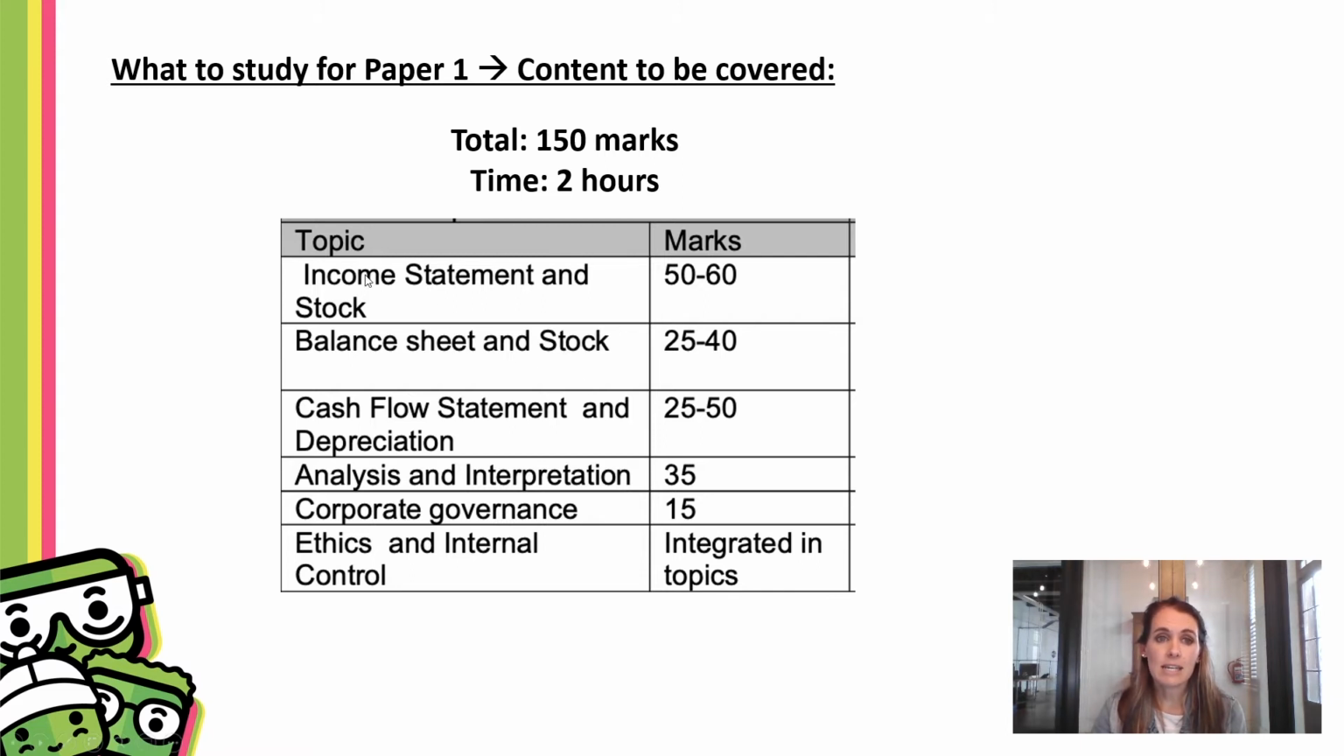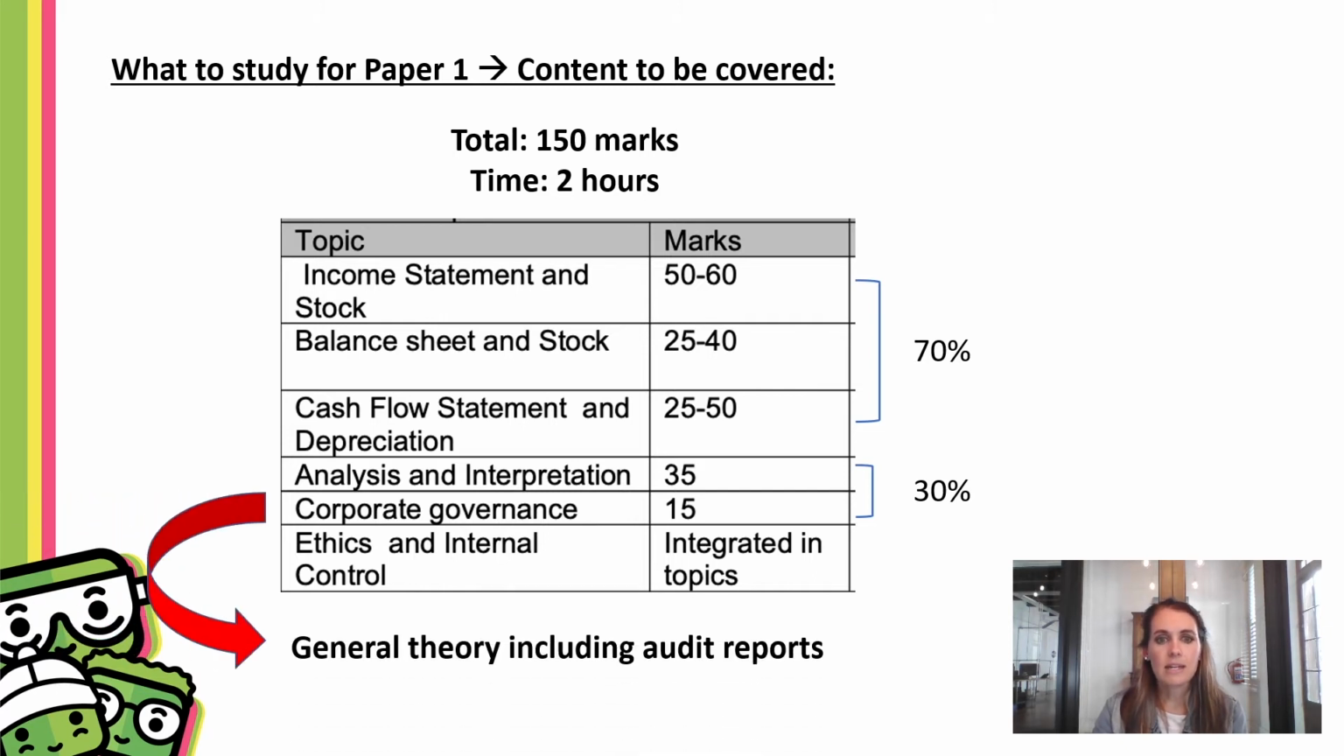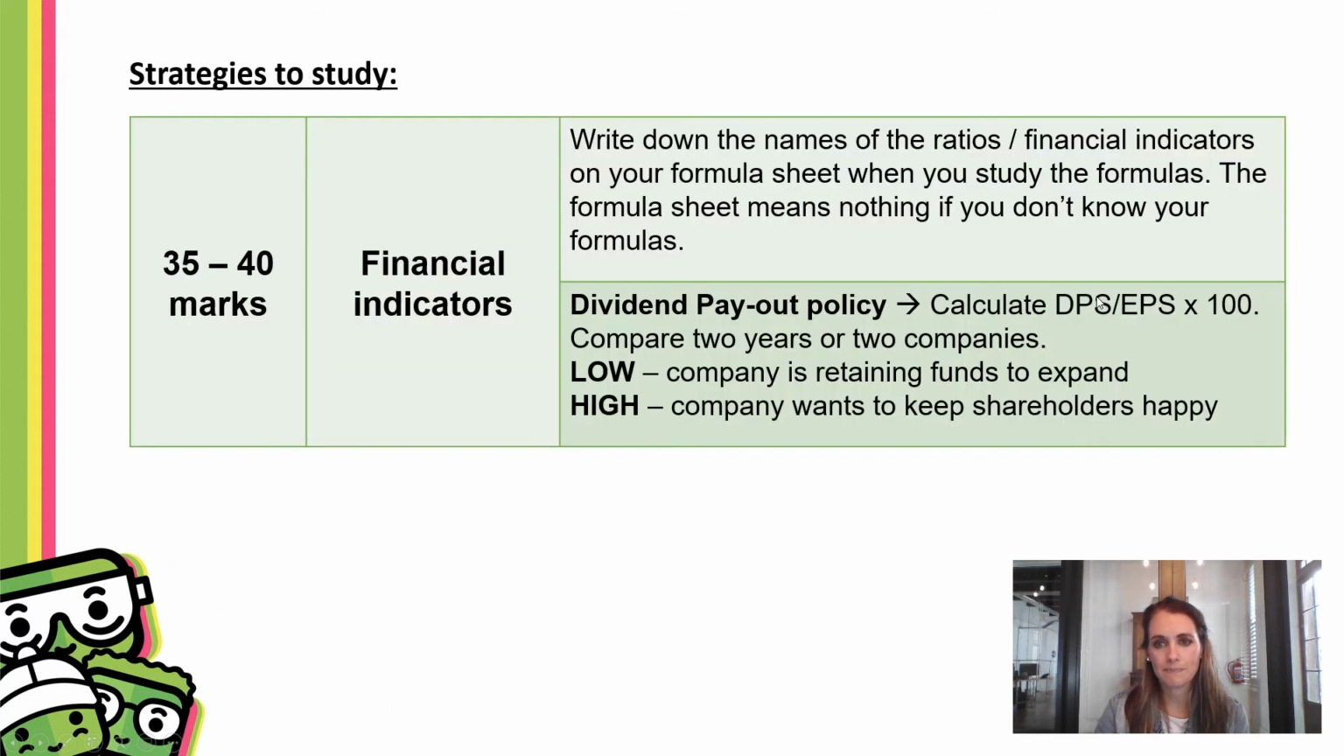And then obviously in your income statement and balance sheet, you will also have your adjustments. If you look at income statement, balance sheet, and cash flow statement, that consists of 70% of your paper, more or less. And your analysis and interpretation, corporate governance, ethics, and internal control is 30%. So also, general theory, including audit reports, will be found in the last bit of the theory, and that will be part of paper 1.